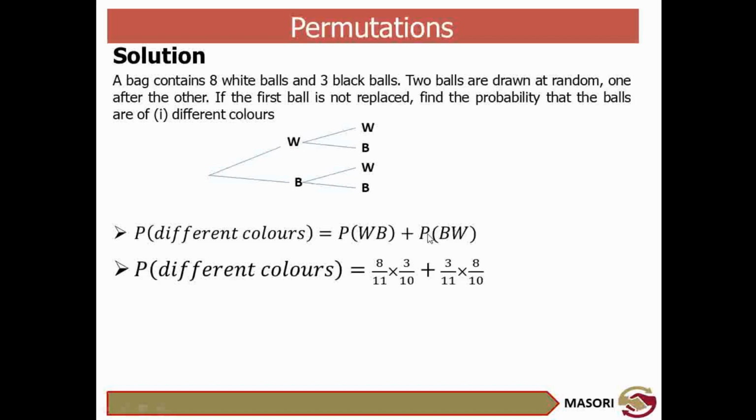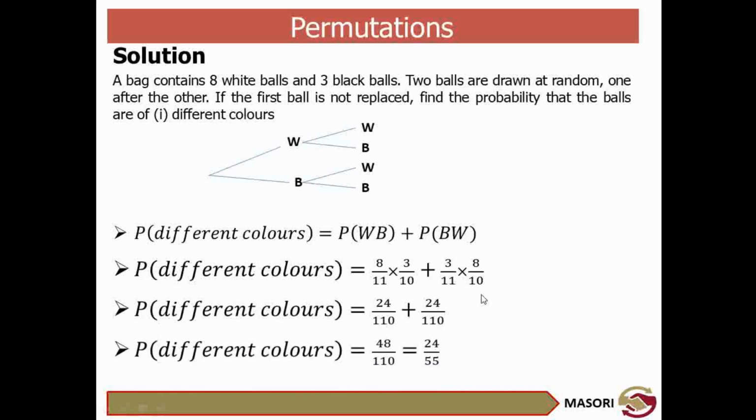Plus, we now want to get the probability that the first is black, second is white. The probability that the first ball is black is 3 over 11 multiplied by the probability that the second ball is white given that the first ball was black. So this will be 8 over 10. Simplifying this will give us 24 over 110 plus 24 over 110, which is 48 over 110, or simplified to 24 over 55.